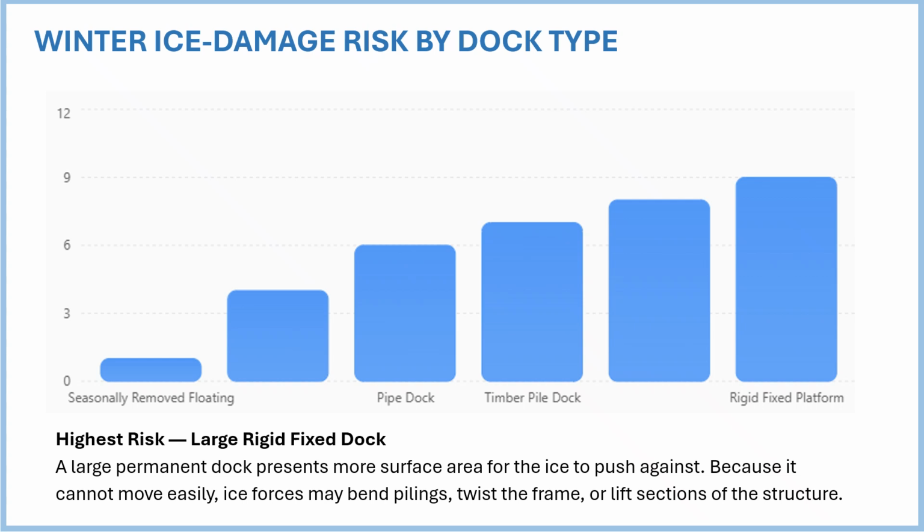In general, the safest dock during winter is one that has been removed from the water before freeze-up. Docks left in place face increasing risk as they become larger, more rigid, and more exposed to moving ice. However, dock type alone does not determine whether a structure will fail. Water depth, ice thickness, wind direction, changing water levels, pile depth, bracing, connection strength, and local shoreline conditions all affect performance. This comparison is intended to explain the general risk. It is not a structural rating for every dock.